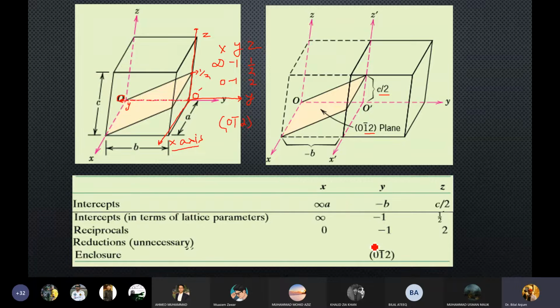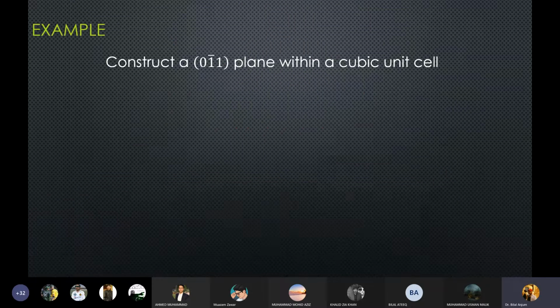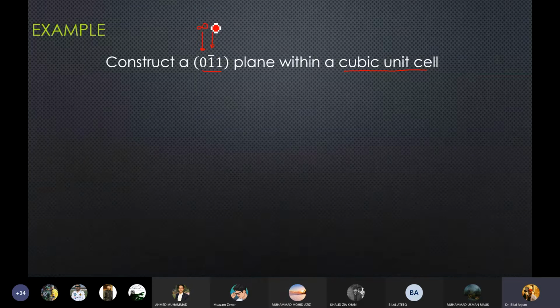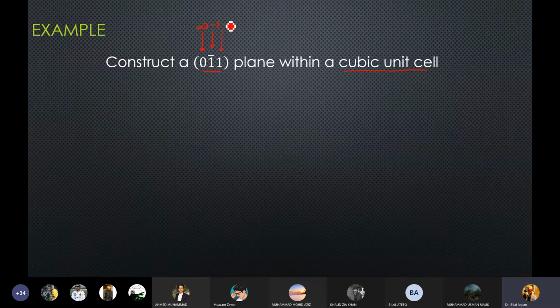All right. So the procedure is given over here. You can always refer back to the procedure. Now let's look at the situation in reverse order. You have been given a plane with the Miller indices 0, 1 bar 1 within a cubic unit cell, and you have to draw this plane. This means that the intercept at x-axis is infinity, the intercept at y-axis is minus 1, and the intercept at z-axis is 1. So let's draw this plane.